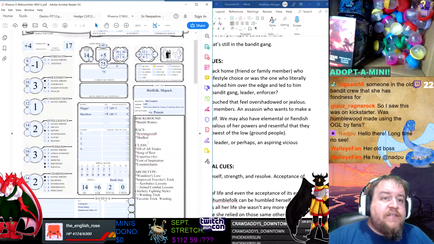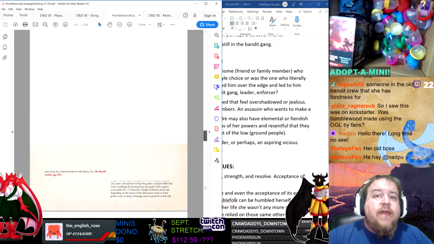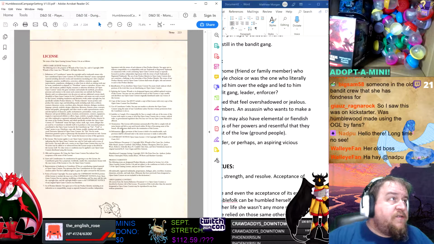Yeah, so Humblewood was a Kickstarter creation here, and it does use the Open Gaming License.